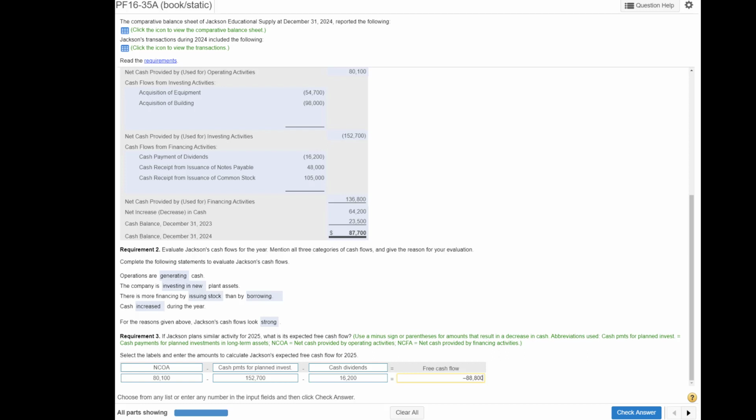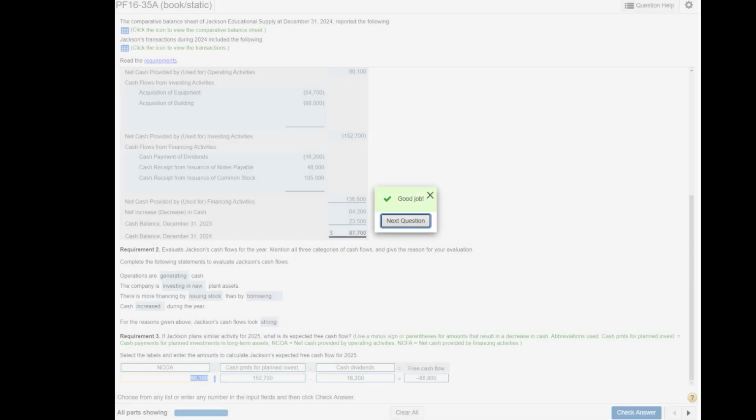If they're going to have the same amount of cash from operating activities, they're not going to be able to continue to invest at this rate in perpetuity. Something's going to have to change. Probably they will slow down their investments, but hopefully their net cash from operating activities increases. And that's it.